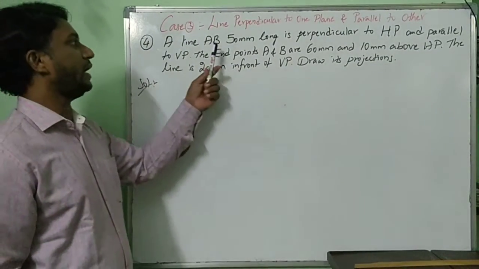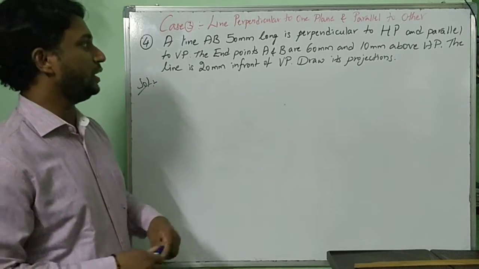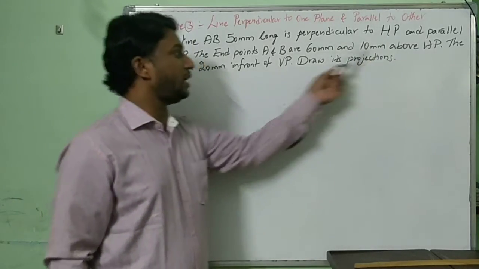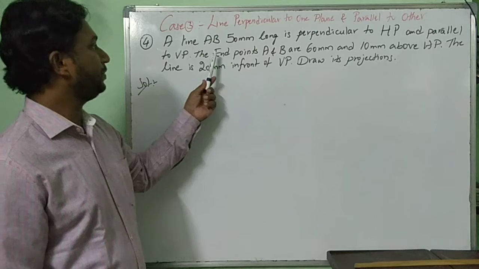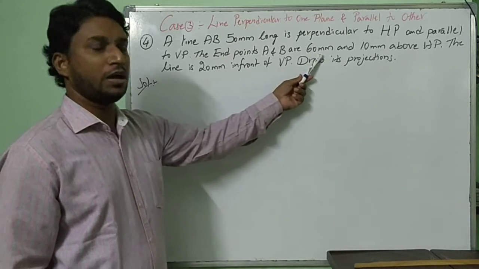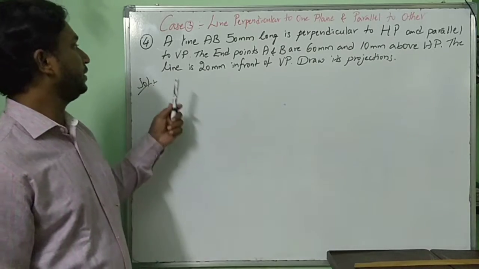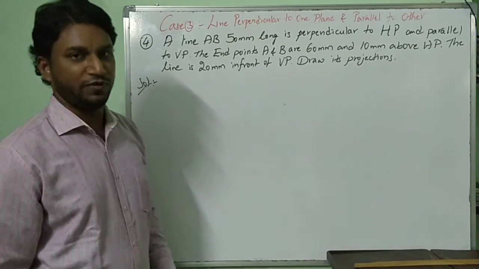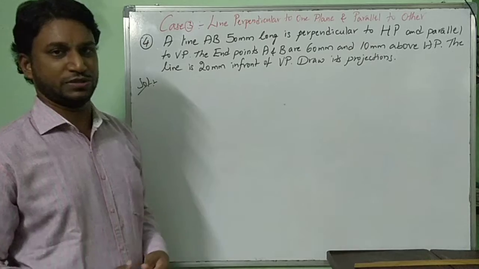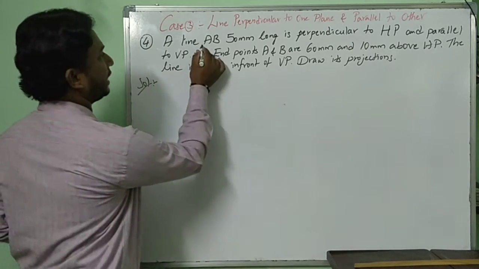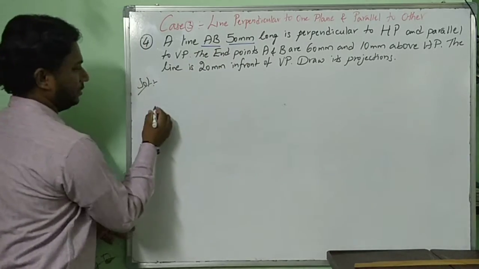Problem number 4: a line AB 50 mm long is perpendicular to HP and parallel to VP. The end points A and B are 60 mm and 10 mm above HP. The line is 20 mm in front of VP. Draw its projections. Right? So analyze the question. What is the line given? AB of 50 mm.